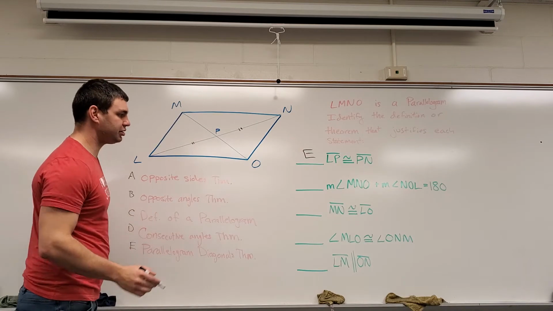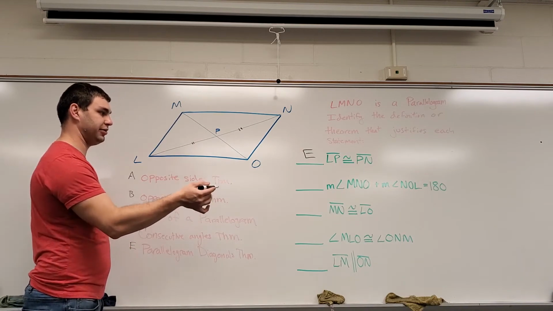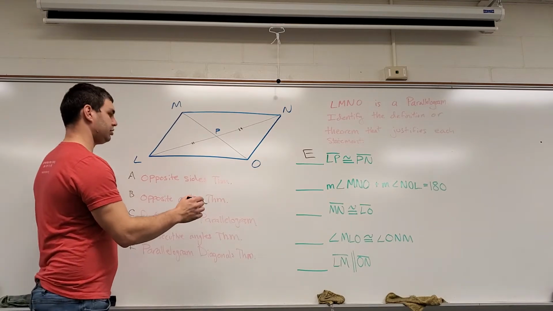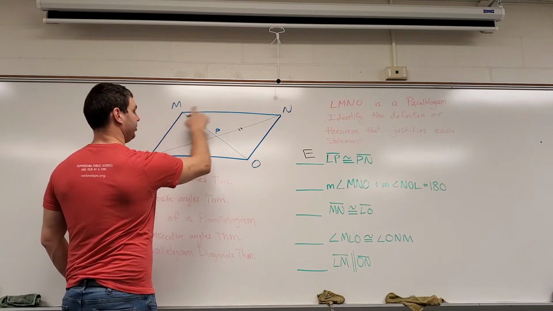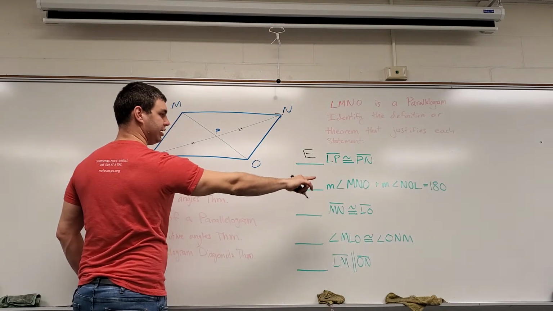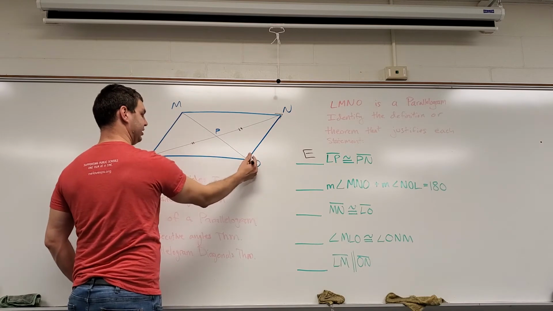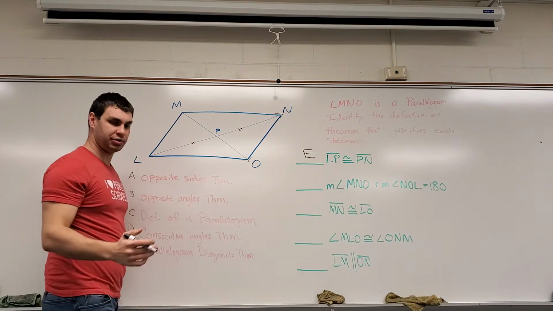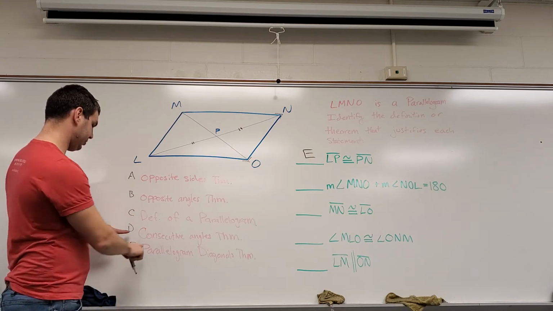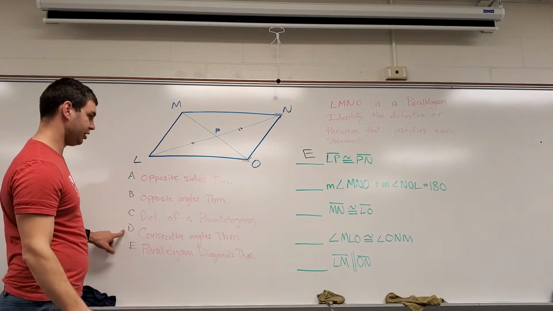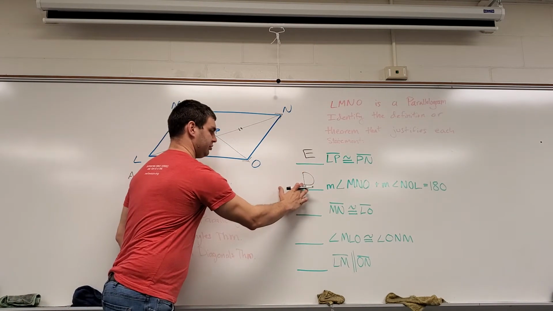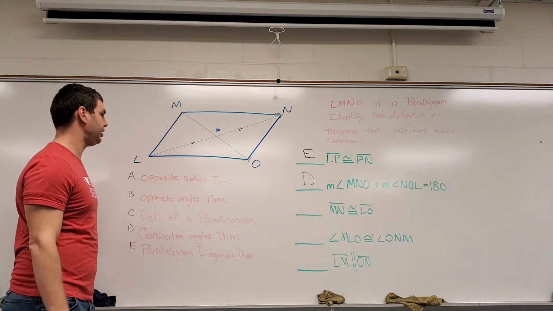The next one says the measure of angle MNO plus the measure of angle NOL equals 180. If we look at those two angles, MNO is this angle up here, plus NOL is this angle down here. Why are those two equal to 180? Well, if I look at my different options, that's going to be the consecutive angles theorem, or D in our case. Okay, D.